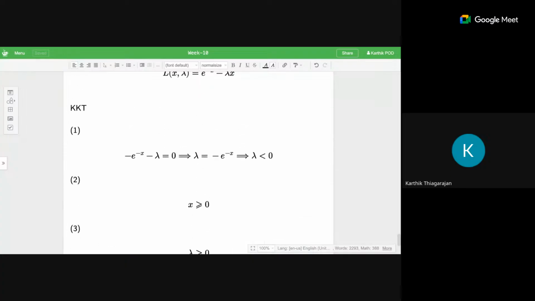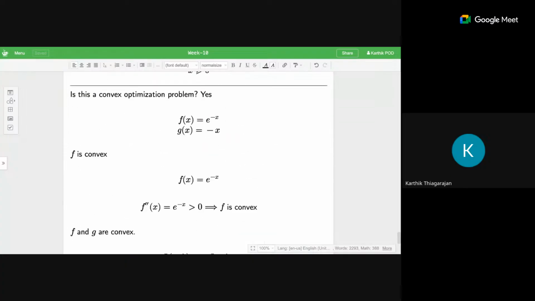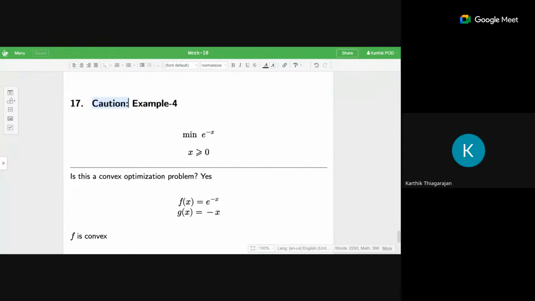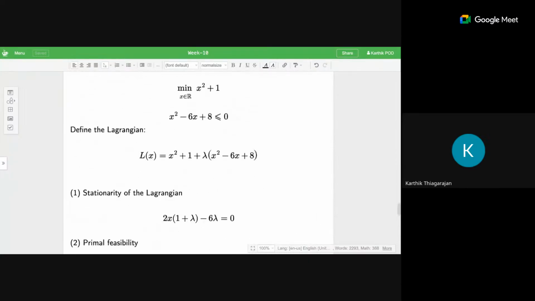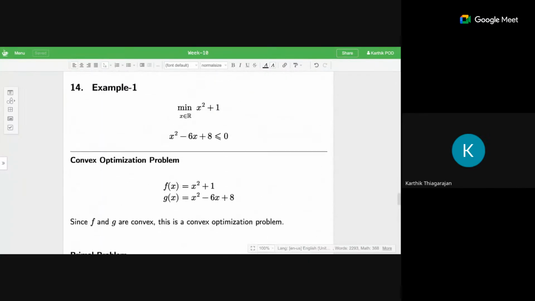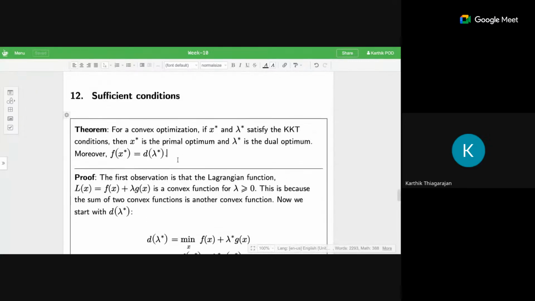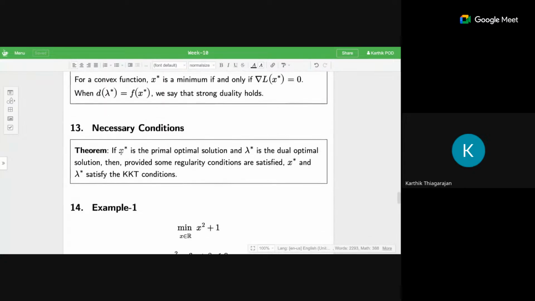Okay. So why is this? Why have I mentioned that term caution here? Because if you look at the two theorems that we were looking at, what did they say? What they are saying is, if you find x star and lambda star satisfying KKT, then this is a minimum. And the other theorem is telling you that if x star is a minimum and lambda star is a dual optimum, then they satisfy the KKT conditions. They don't tell you that there always exists one such x star and lambda star.